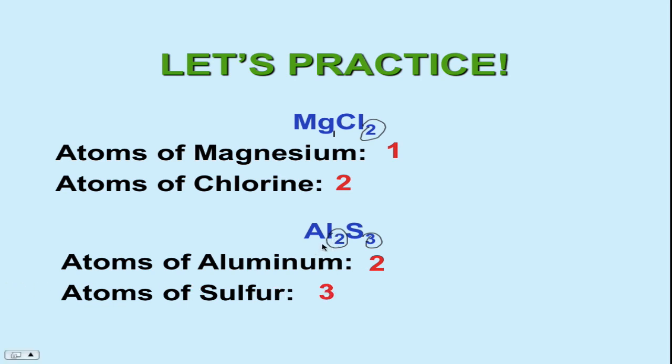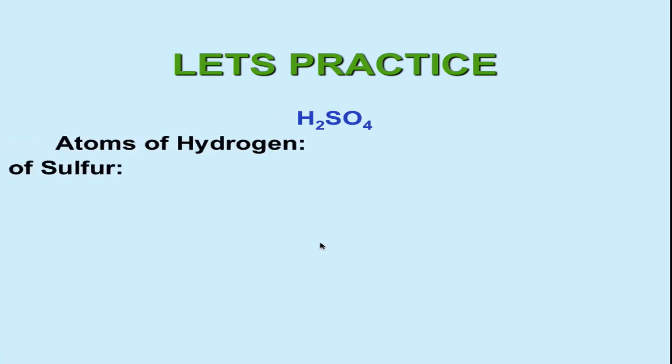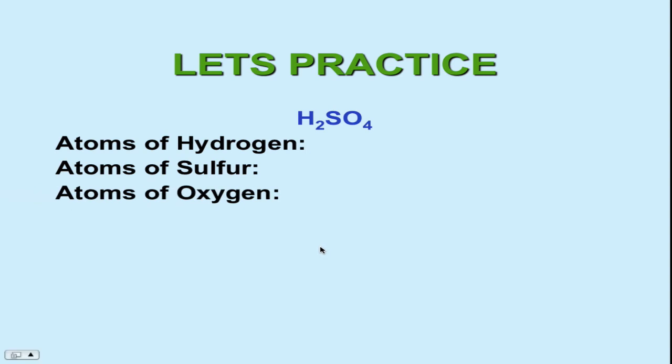All right, a little bit more practice. Somewhere on your note sheet, see if you can figure out how many atoms of hydrogen there are, how many atoms of sulfur, and how many atoms of oxygen. Just pause it and see if you can figure out the answer. You should have 2 atoms of hydrogen because the subscript is 2. The subscript for sulfur is just 1. Oxygen has 4.